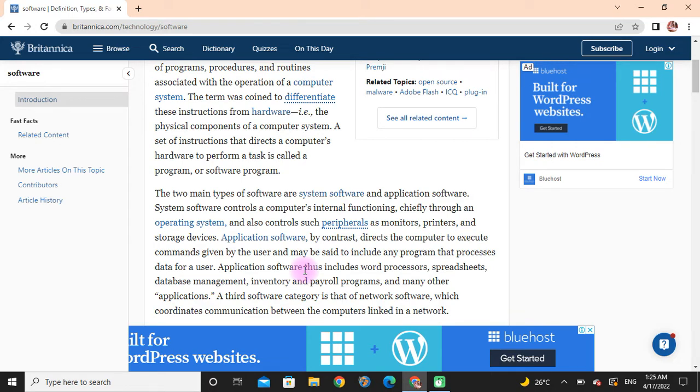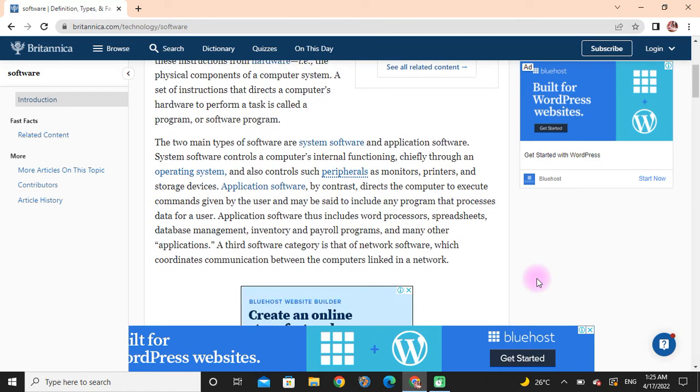System software controls the computer's internal functioning, chiefly through an operating system, and also controls devices such as the monitor, printers and storage devices. Application software directs the computer to execute commands given by the user and may be used to include any programs that process data for a user. Application software includes word processors, spreadsheets, database management, inventory and payroll programs and many other applications.